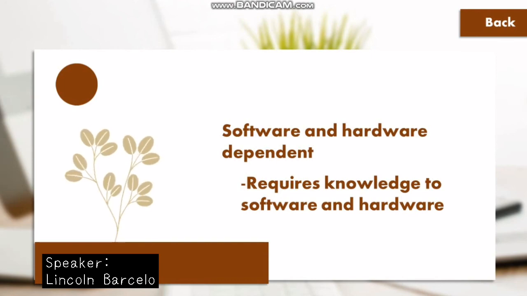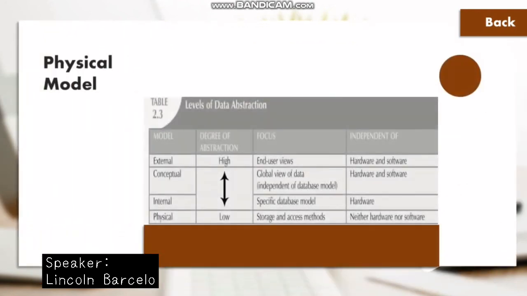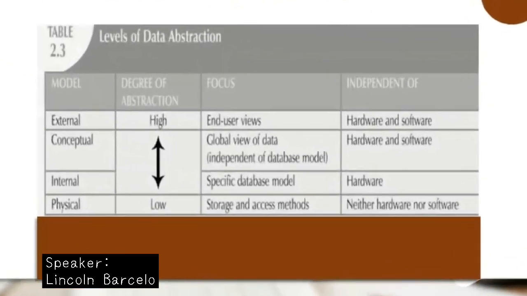So, ito yung levels of abstraction ng external, conceptual, saka internal, saka physical model. So, kung mapapansin nyo, both nung internal saka physical is, yun yung may pinaka mababang levels of data abstraction. Dito sa internal model, hardware lang independent yung internal model. Tapos, sa physical naman, dependent siya dun sa both, sa hardware saka sa software. So, yan po yung figure.